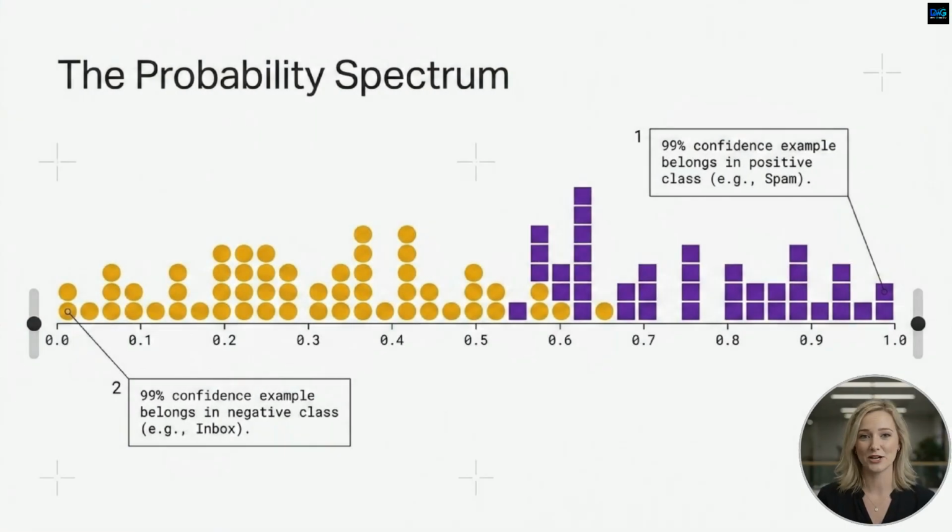Looking at the probability spectrum, we see that models generate a range of values between 0 and 1. Many predictions cluster near the extremes, but the cases in the middle represent uncertainty. This spectrum is valuable because it allows us to control how conservative or aggressive the classifier should be.